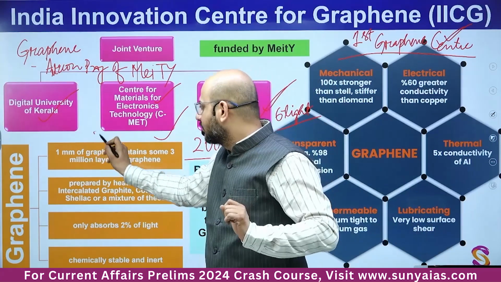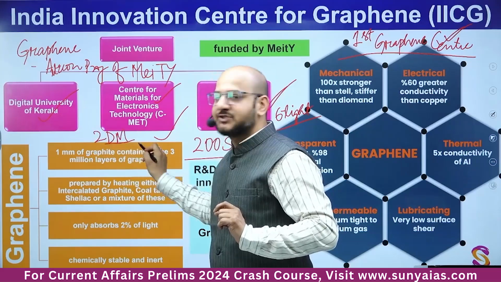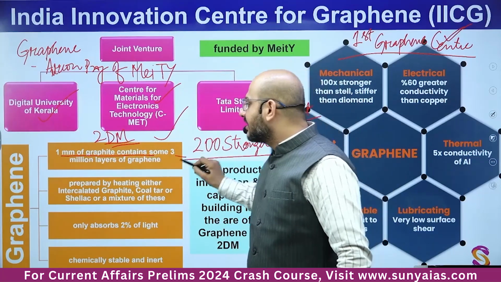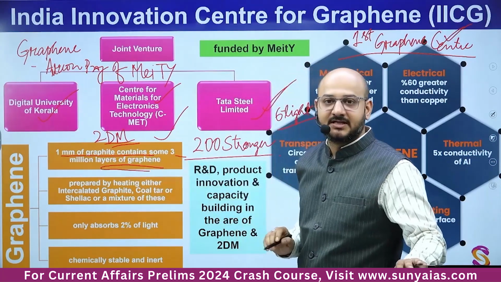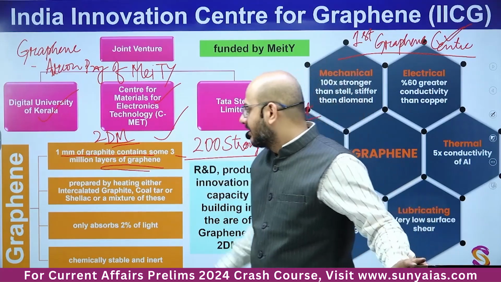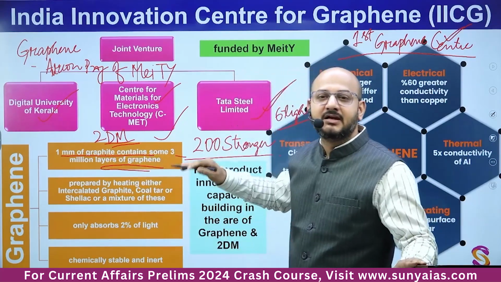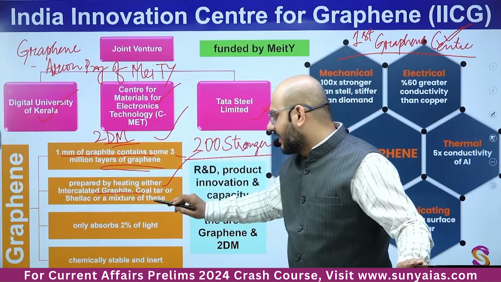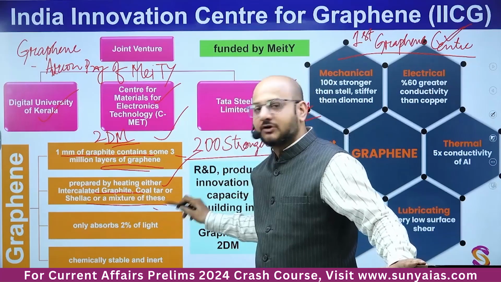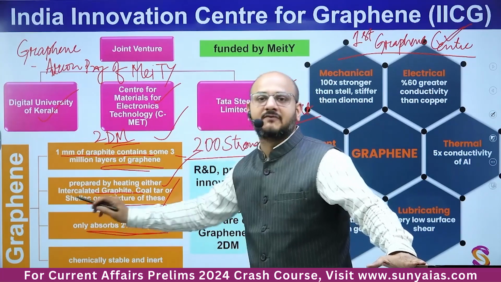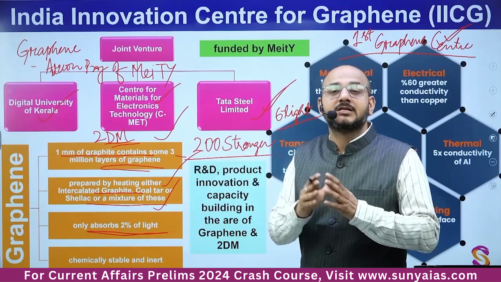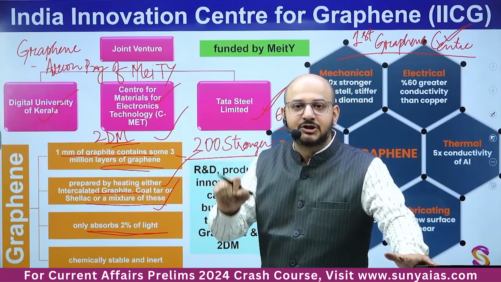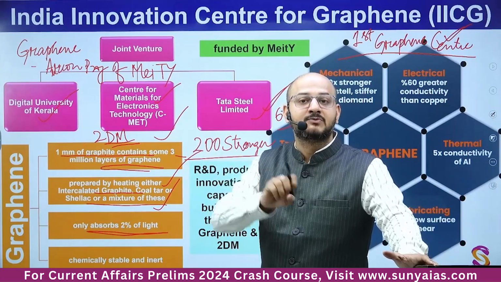1 mm of graphite. It's a 2 dimensional material first of all. ठीक है, 2 डायमेंशनल मटेरियल होता है ग्राफीन. 1 mm of graphite contains 3 million layers of graphene, prepared by heating either intercalated graphite, coal tar or shellac, or a mixture of these. It only absorbs 2% of light, therefore it is approximately transparent. Transparent material है graphene. So exam में question आता है, it's a transparent material because it absorbs only 2% of light.